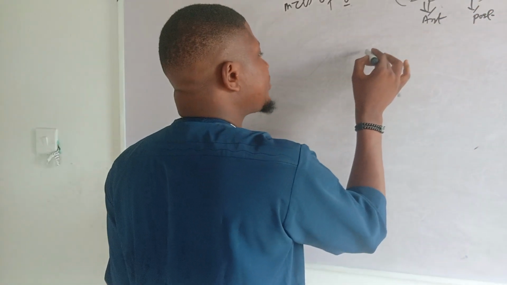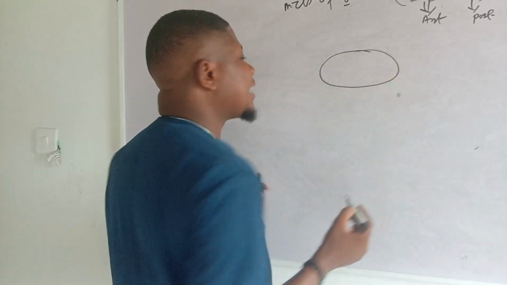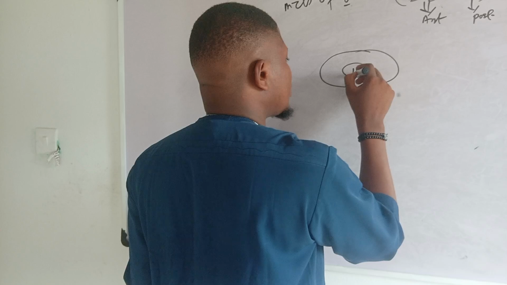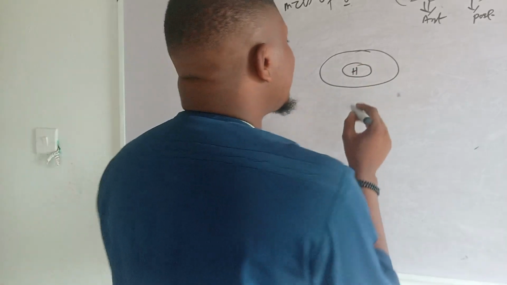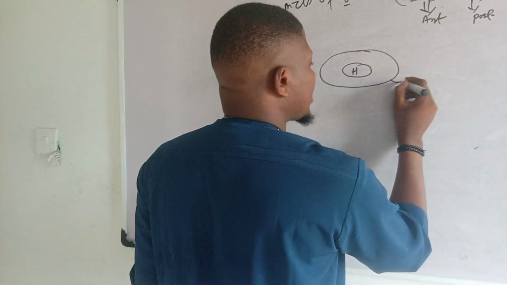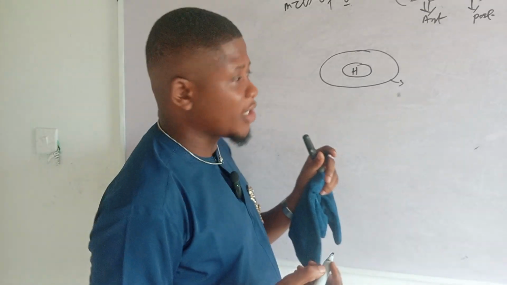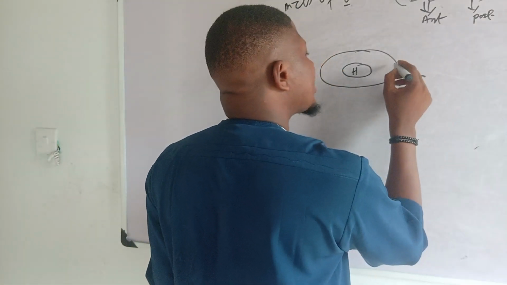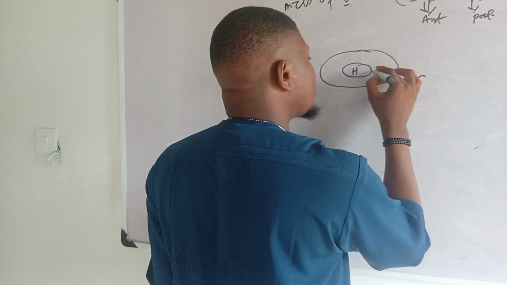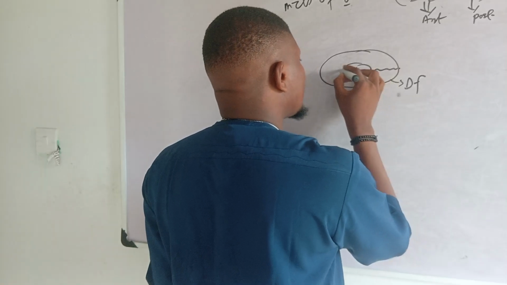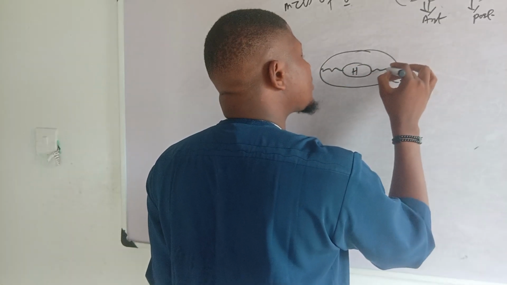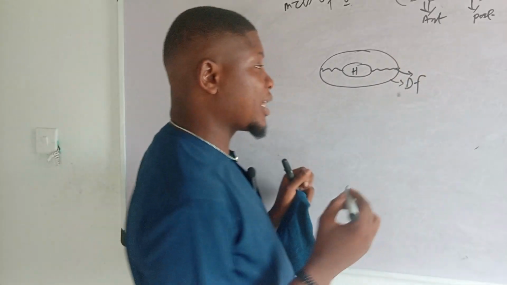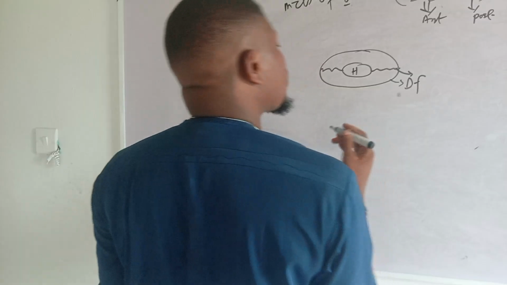So let's say, for example, this is a cross section of the arm. Then this is the humerus. Then this is the deep fascia of the arm, that is brachial fascia. You know the arm is also called brachial. So the deep fascia sends two partitions, two septa that divide the arm into two compartments.